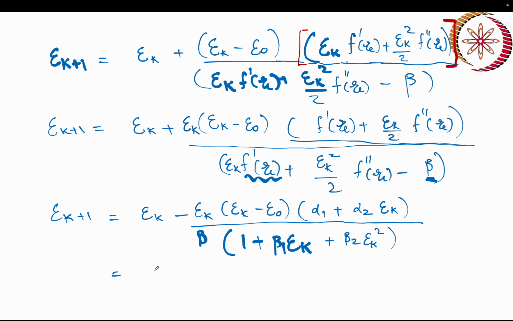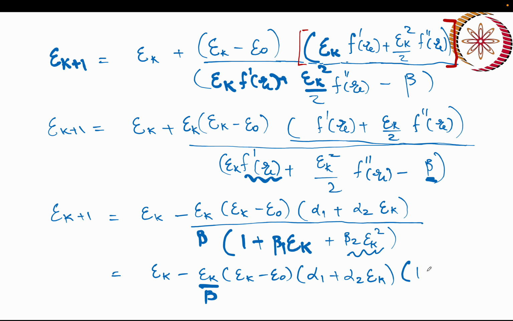Okay, so eventually what we will get is 1 minus epsilon k, and here we can neglect this term, so it will be epsilon k minus epsilon naught. So we are just trying to minimize, or we are finding the minimum epsilon k that remains on the right hand side with minimum power. So alpha 1 plus alpha 2 epsilon k, it will be beta, and it will be 1 plus beta 1 epsilon k inverse.